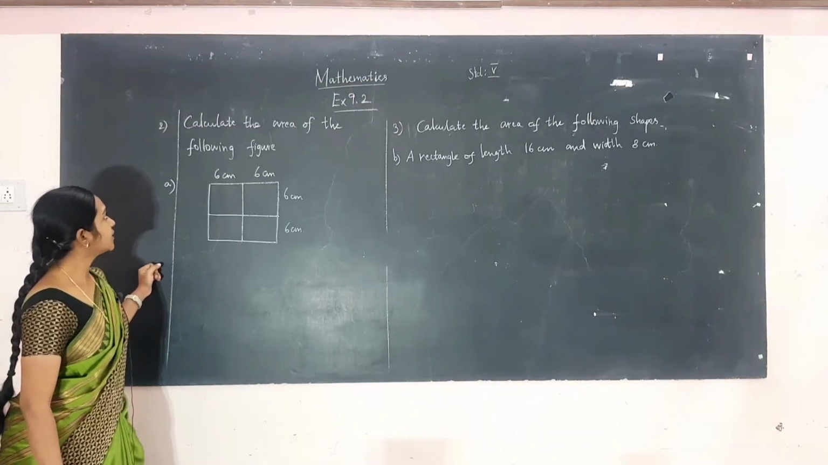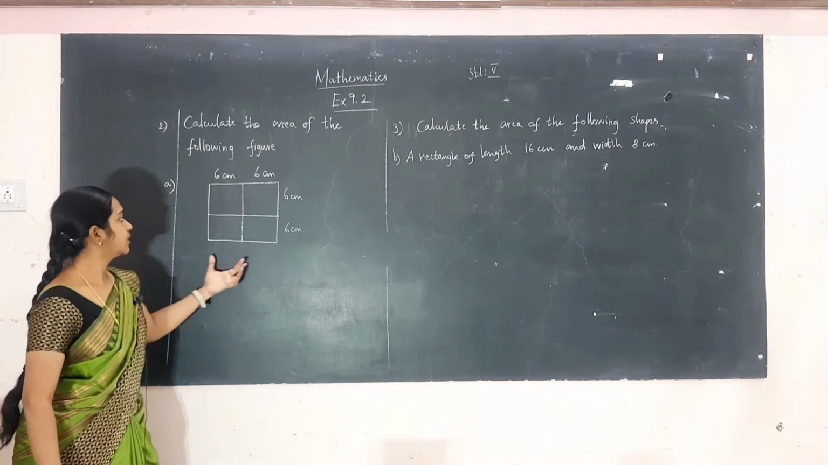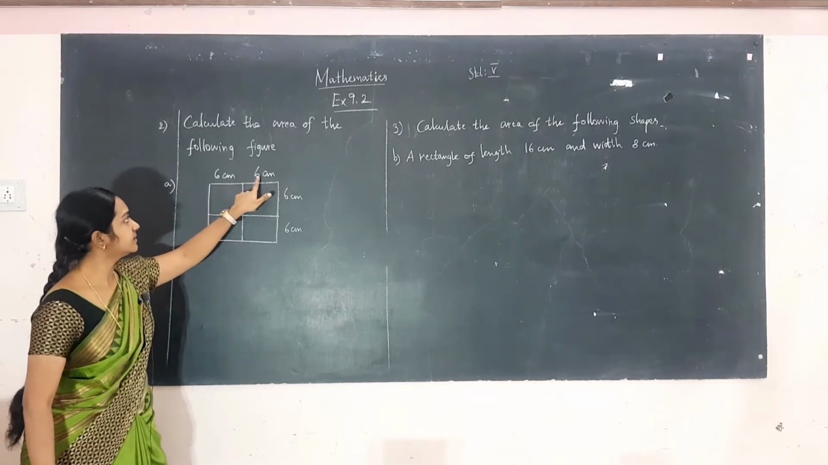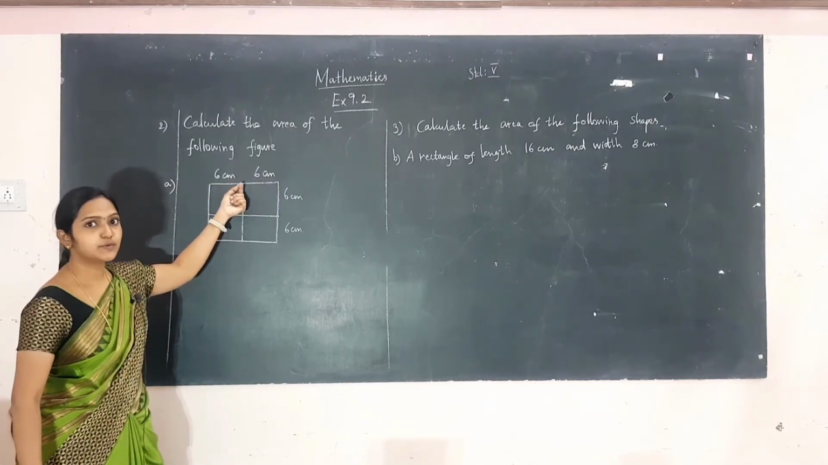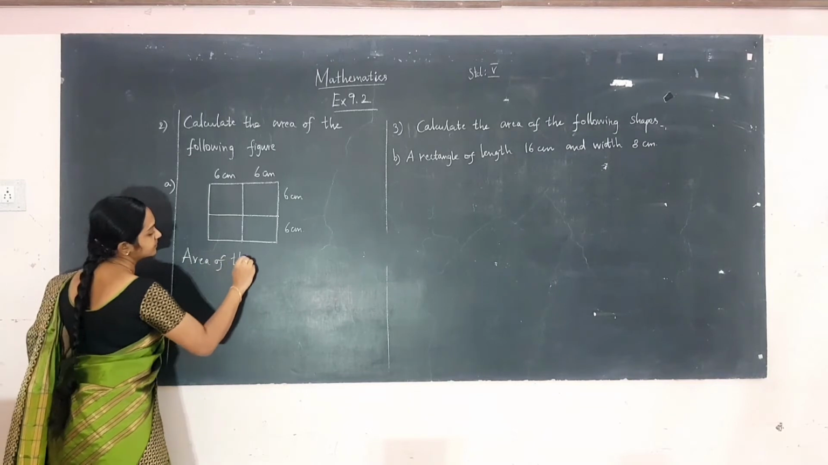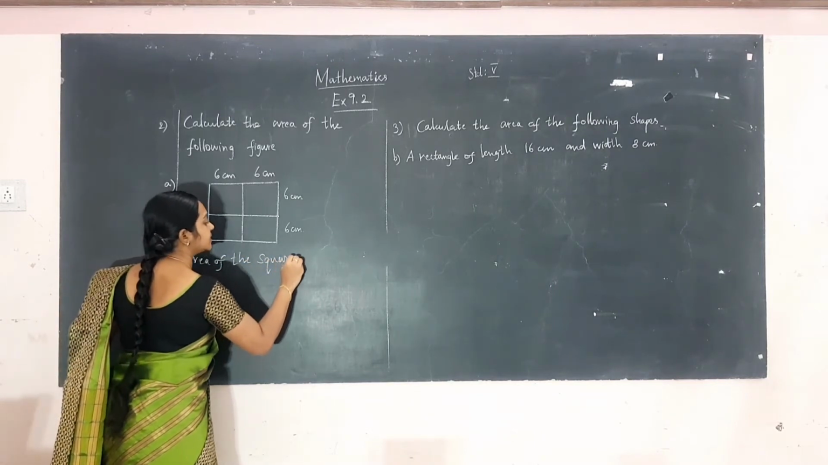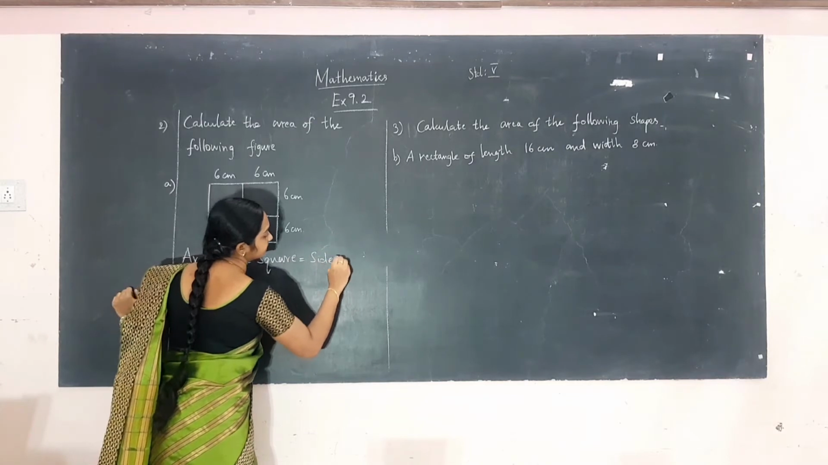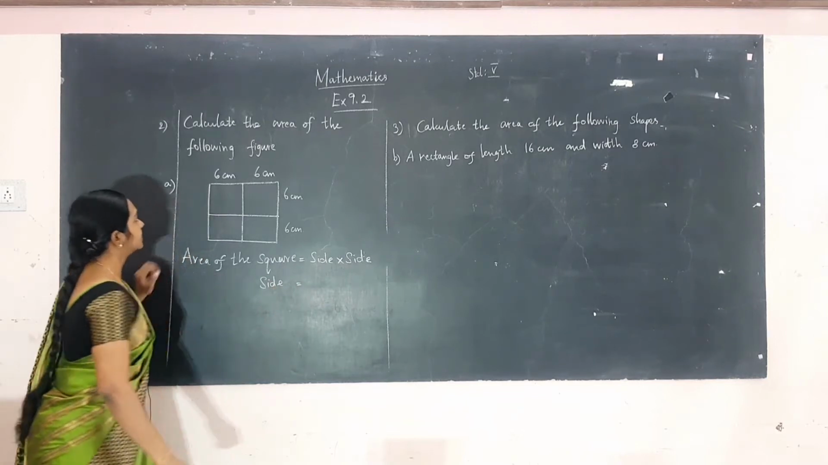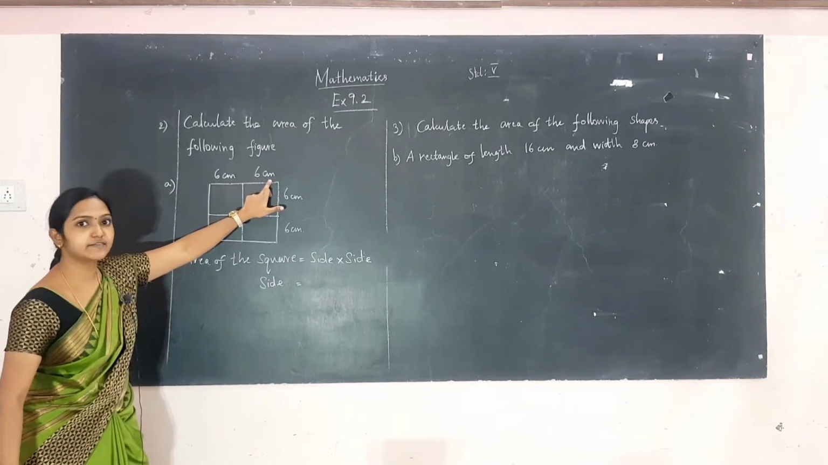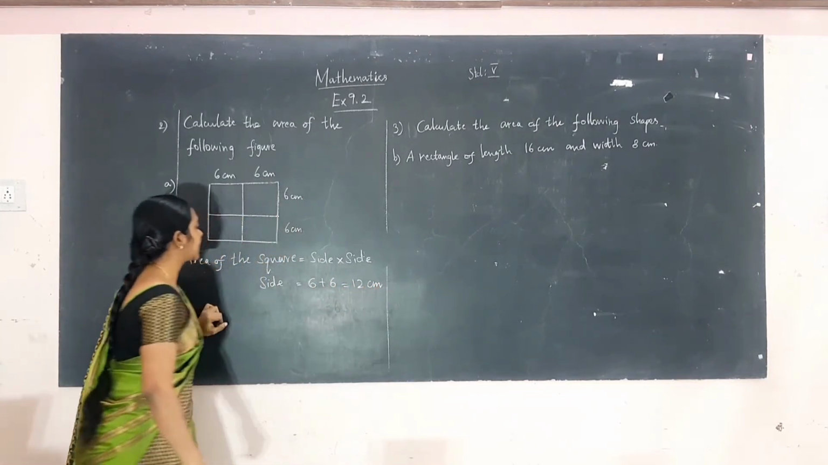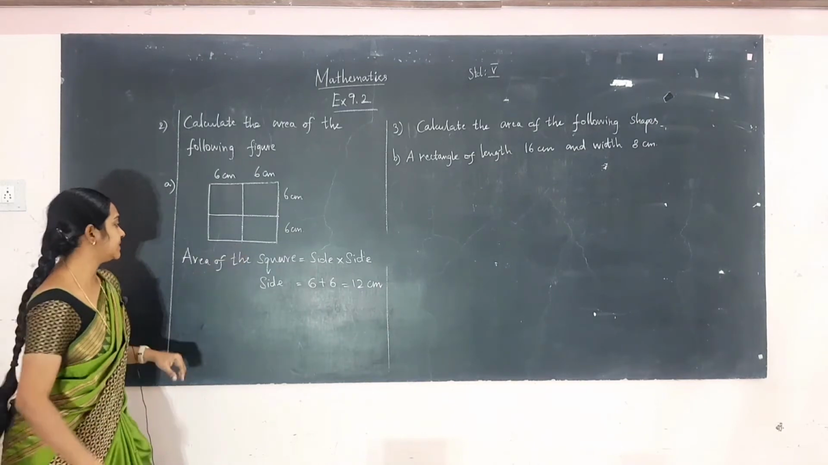The next question is calculate the area of the following figure. This figure is a square but the side is given as 6 centimeter and 6 centimeter. Totally it is 12 centimeter. So now we are going to find the area of the square. The formula is side into side. Side is given as 6 centimeter and here another one side is given as 6 centimeter. So 6 plus 6 is 12 centimeter. So the side of the given square is 12 centimeter.